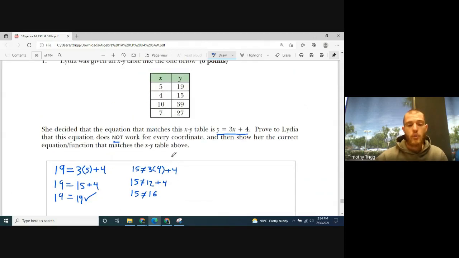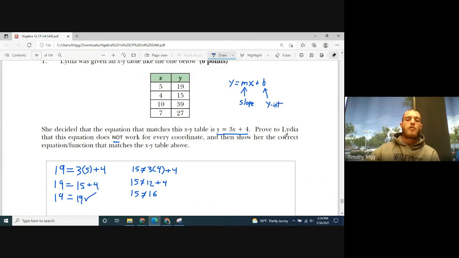Okay, so we need to find the correct equation. So the way we can do it is we want to write in the form y equals mx plus b and find the correct equation. So hopefully you remember that the m is the slope. So that's the slope. And the b is the y-intercept.